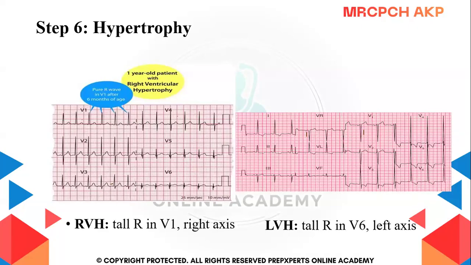Okay, so now we'll discuss a little bit about the hypertrophies. Initially we discussed the right axis deviation and the left axis deviation. Now we are going to talk about the hypertrophies: the right ventricular hypertrophy and the left ventricular hypertrophy. As far as pediatric ECG is concerned, right ventricular hypertrophy is a more common scenario than left ventricular hypertrophy, because left ventricular hypertrophy is more common in adults.